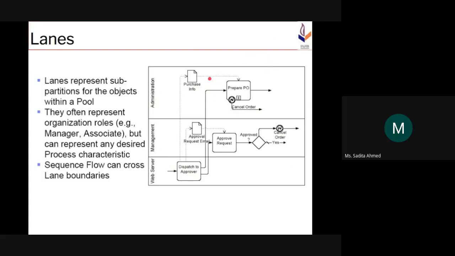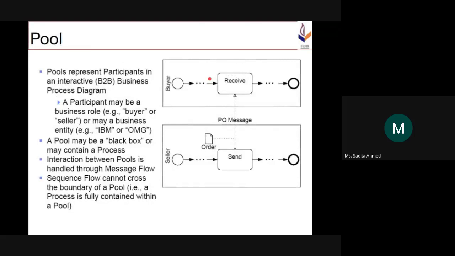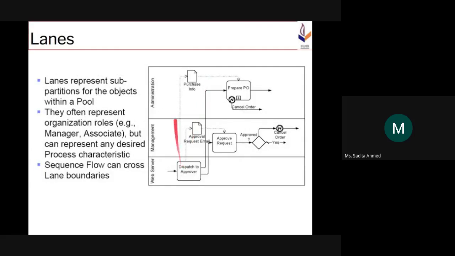Now, what you guys were talking about, an association connector without a message flow. Do you see the example here? From the web server lane, when this task is performed, it generates a data object, the purchase info memo, all right? The memo containing the purchase info, that's a data object. That data object is sent to the administration participant.